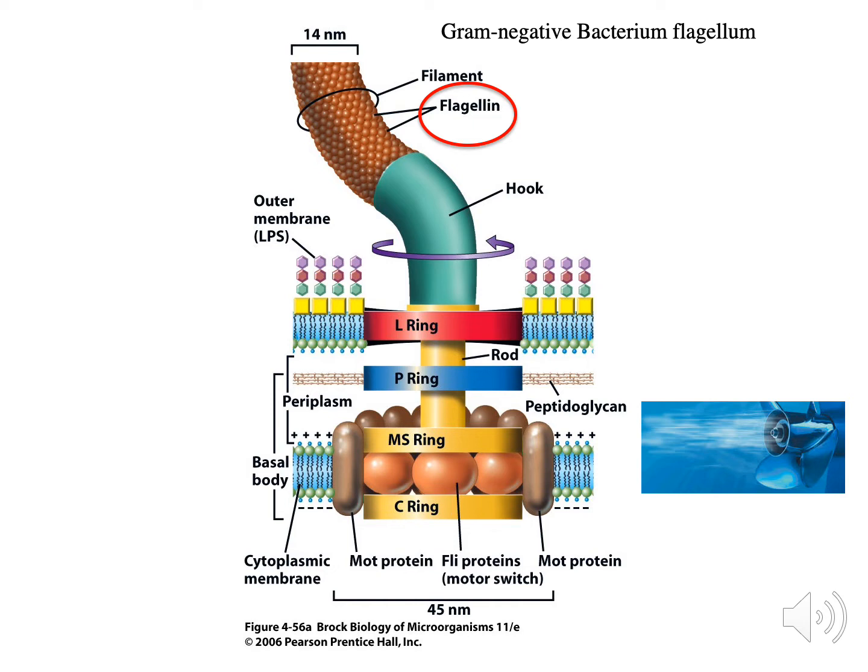I'll be using a fliC mutant in my experiments. This is a gene that encodes flagellin. The flagellar filament is helical and kind of works like a boat propeller.